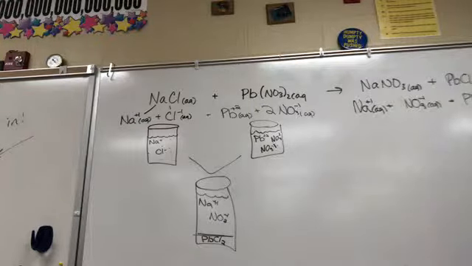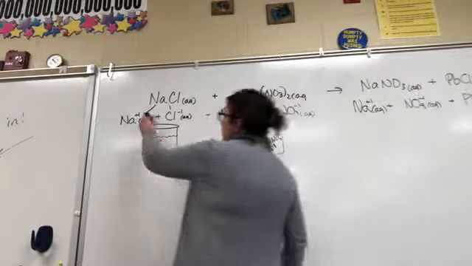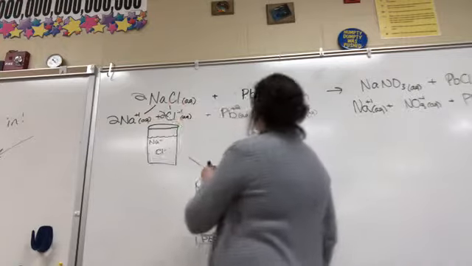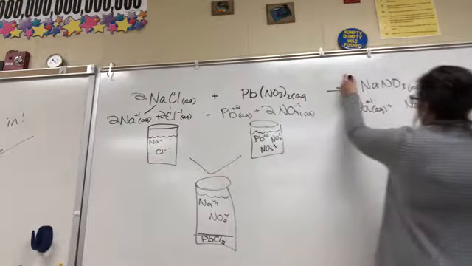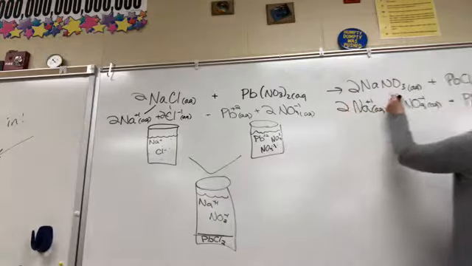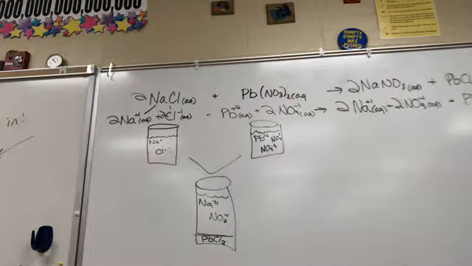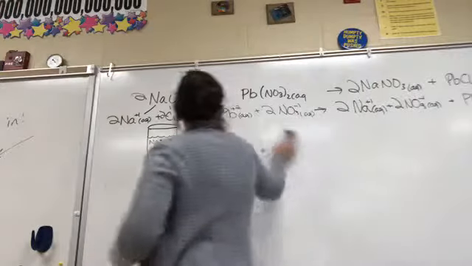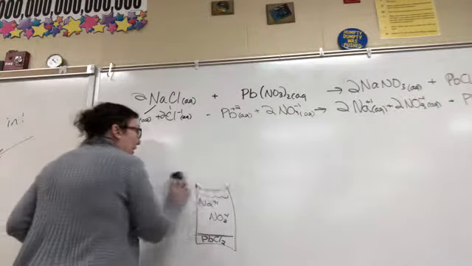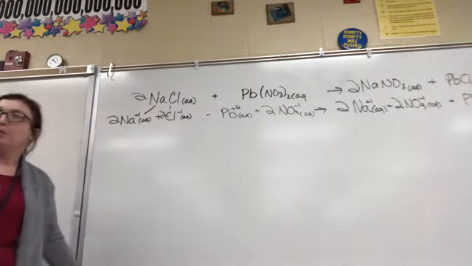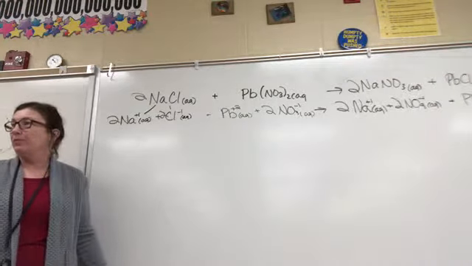Now, one thing we didn't do is balance it, so we need a 2 over here. So there's 2 of these and 2 of those. And then we need a 2 here, so there's 2 of these and 2 of those. Okay? Now, this is what we call a complete ionic equation. It means we have shown how everything comes apart and goes together in the reaction.